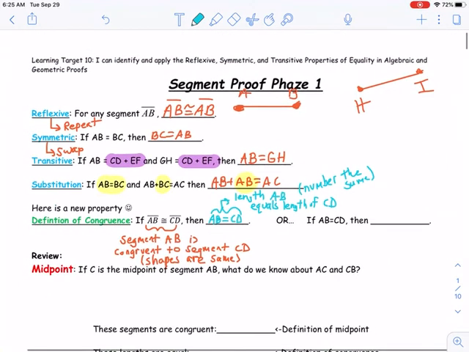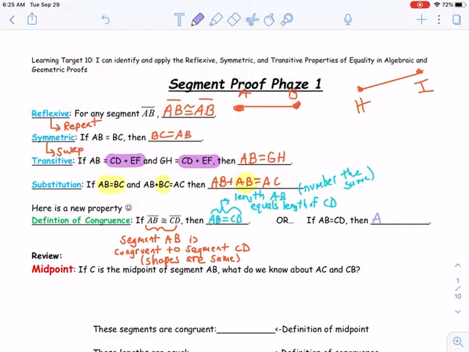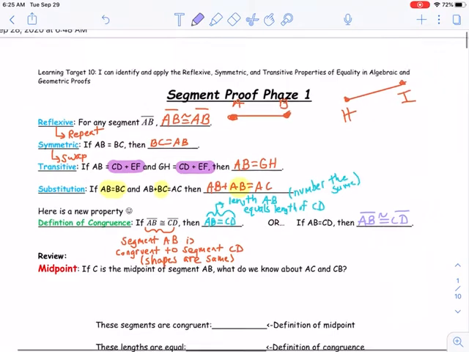So we can go from congruence to equal. If segment AB is congruent to segment CD, then AB equals CD. Or if AB equals CD, this will blow your mind, we can also say AB is congruent to CD. Minor details, but we do go back and forth.